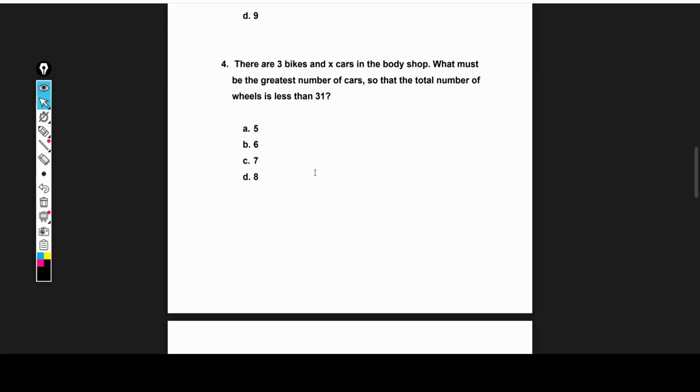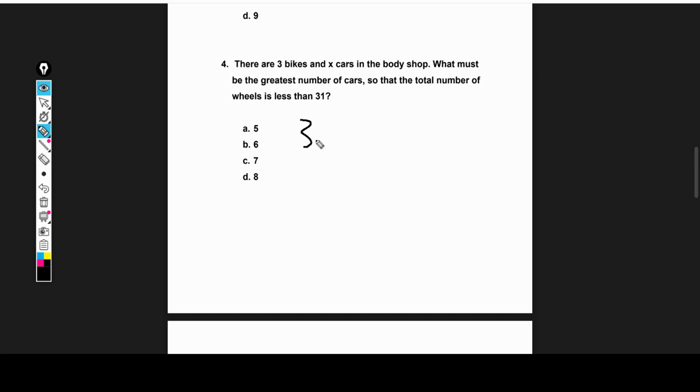Alright, and now for problem 4. We have 3 bikes and x cars in the body shop, and we want the greatest number of cars, but we want the total number of wheels to be less than 31. Same thing as before, we just write an inequality.